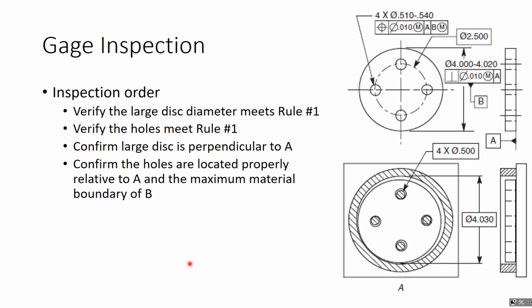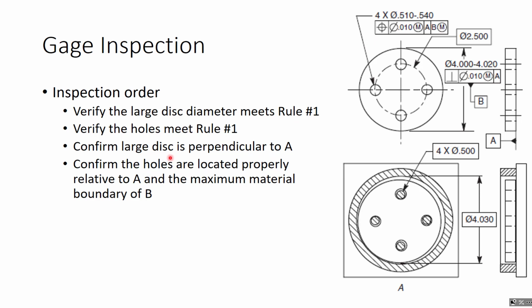We always want to think of how we're going to inspect these things, and we would do that with a gauge. We want to make sure that the disc meets rule number 1, which is that it's the right size. So the large diameter is going to be between 4 and 4.02. If it's too big, we have to scrap it. If it's too small, we have to scrap it. The first thing you check is the diameter of that large disc. Then we check and make sure that the holes meet that. So 0.510 to 0.540, as long as the holes fall within that range, that gets them past the first step of inspection.